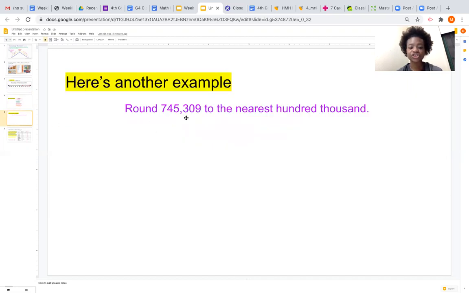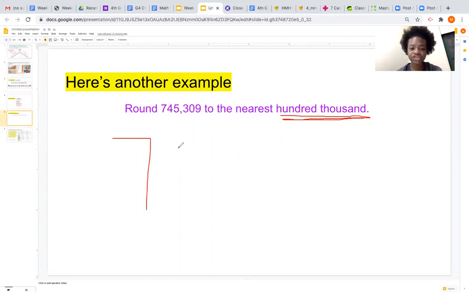Here we have 745,309. This is a large number. Again, we're not going to let this frighten us. We're going to get through it and we'll get it done. So we're rounding this number to the nearest 100,000s place. And it is very important that we pay attention to the place value because our numbers, when we round them, they're not going to be the same. Okay, a number that we round to the tens place, to the hundreds place, to the thousands place, to the 10,000s place, and so on and so forth, is not going to look the same in these different forms.